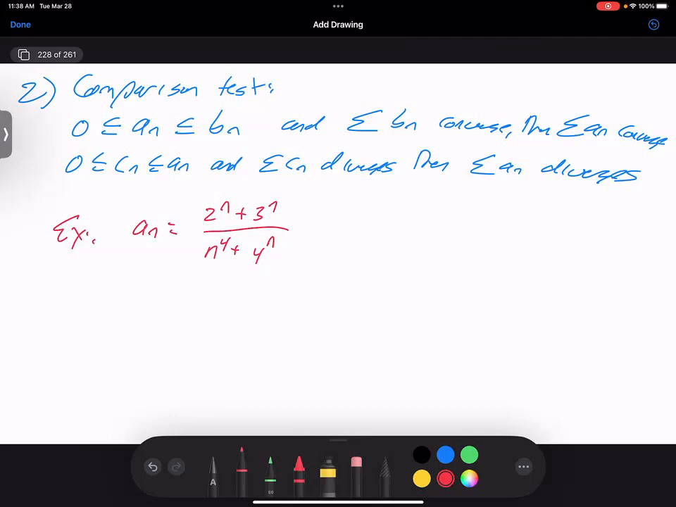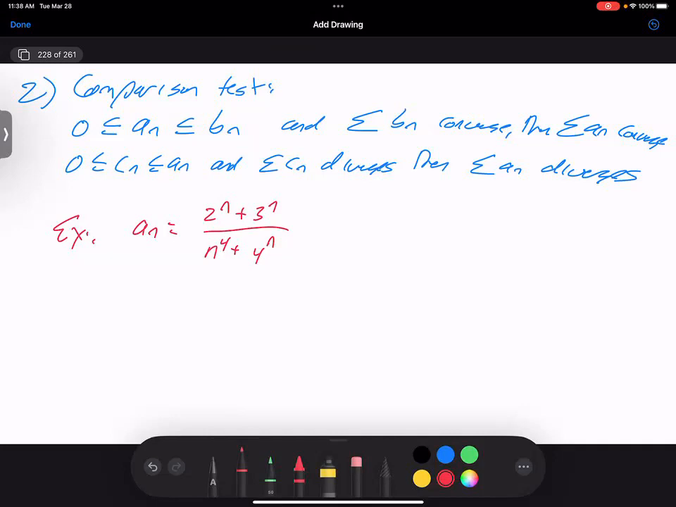Well, okay, but now you've pointed out that there's an issue with this problem. This is a hard problem. The numerator is exploding, right? Yes. The denominator is exploding. So it's being pulled in two different directions. The larger the numerator, the more likely it is to diverge. The larger the denominator, the more likely it is to converge.